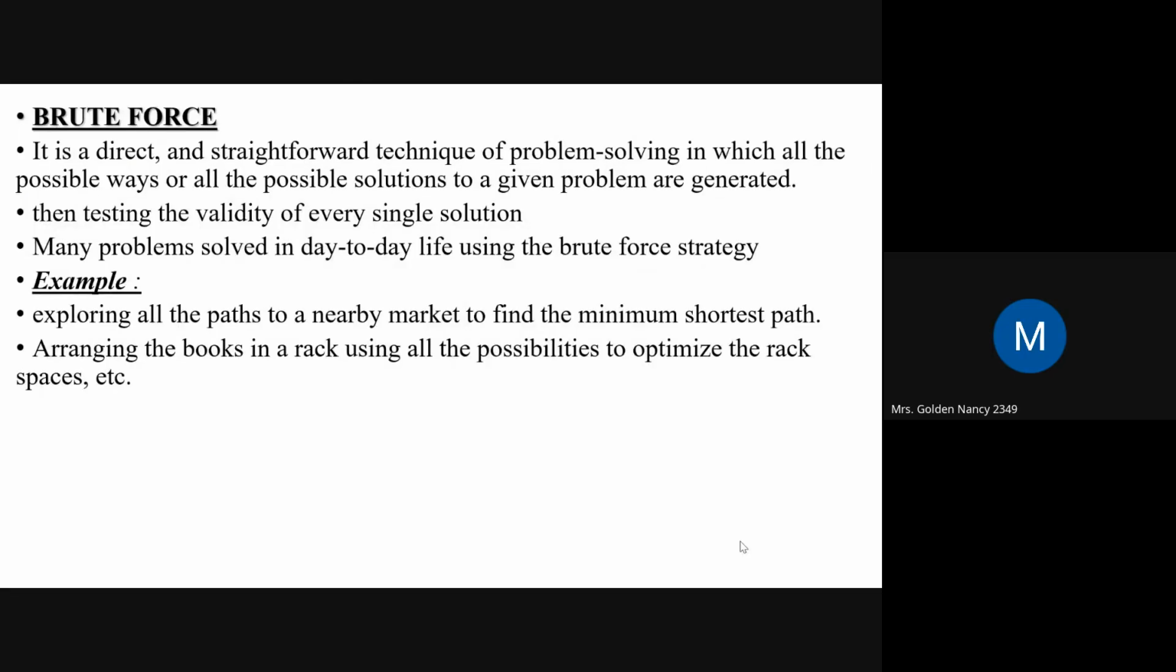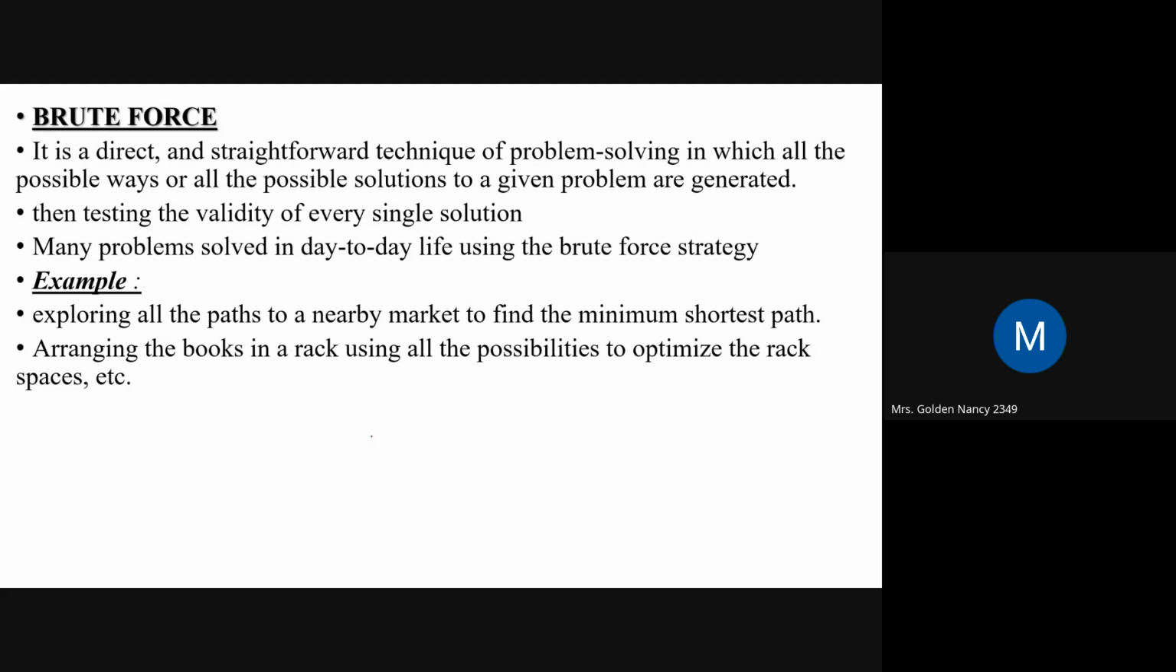Fine. So today we'll see the brute force technique, and the problem we are going to see for the brute force technique is the string matching algorithm. First, we'll see generally what brute force is about. Brute force is a direct and straightforward technique for solving a problem in which all the possible ways or all possible solutions to the given problem are generated. You just use that straightforward approach to find the solution.